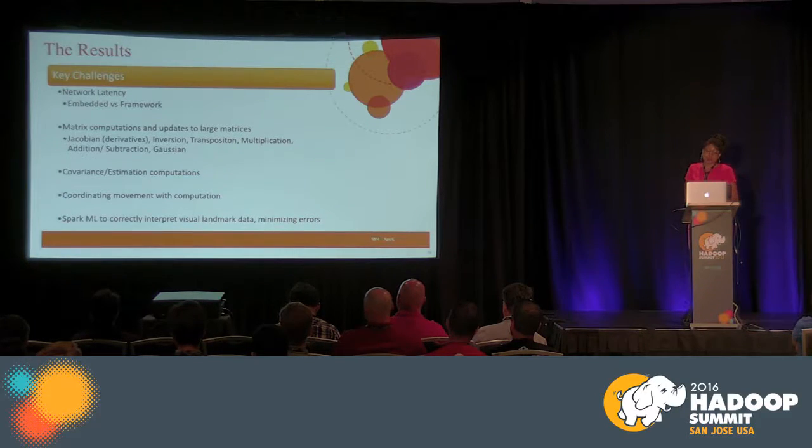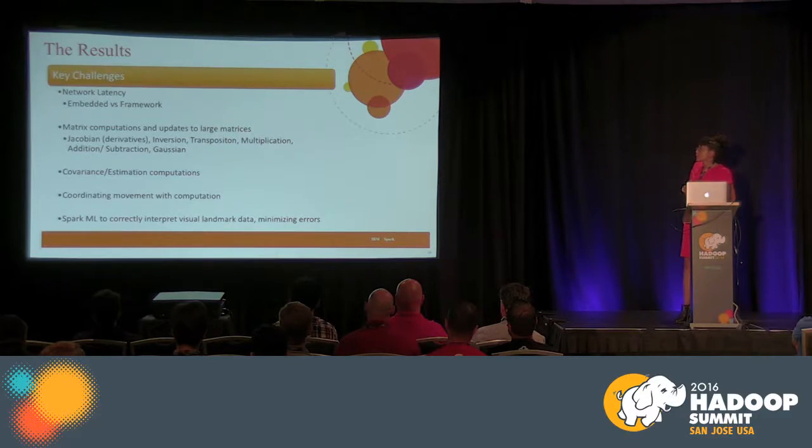You have matrix computations and updates to large matrices. So in EKF, you're running Jacobian derivatives, you're doing inversion, you're doing transposition, multiplication, addition, you're doing Gaussians. So these are all mathematically intensive and CPU intensive functions. So you really have to build something to optimize for that. SparkML is not necessarily optimized for that yet, although SystemML is. So I think what we will be doing in the next library update for SparkML is adding these matrix computational functionalities and optimizing them for rapid speed.